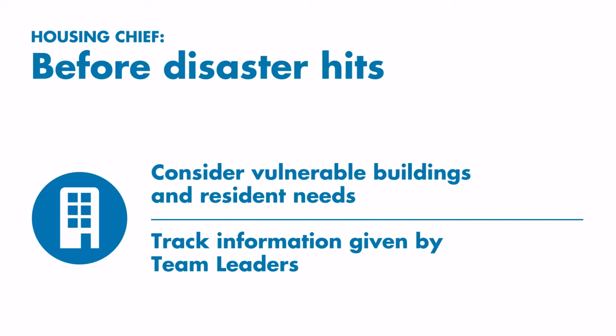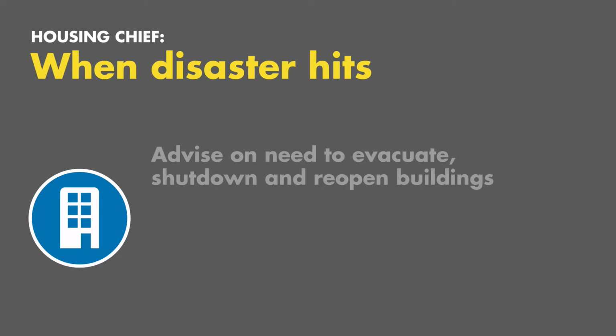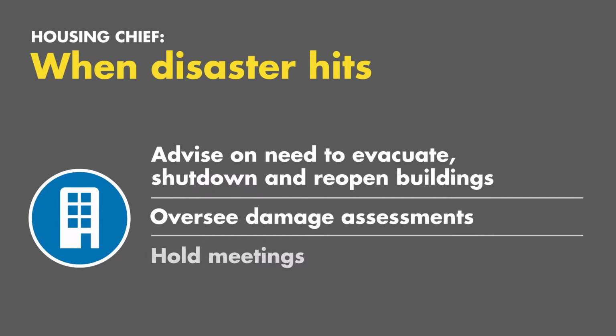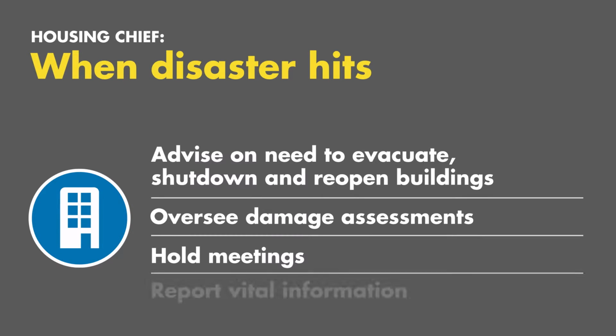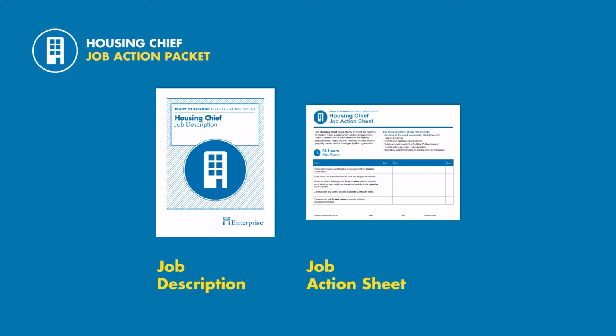throughout a disaster. When a disaster hits, the Housing Chief advises on the need to evacuate, shut down, and reopen buildings, oversees damage assessments, holds meetings with team leaders, and reports vital information to the Incident Commander. The Housing Chief has a job action packet which includes a job description and job action sheet. There are no other tools for this role.